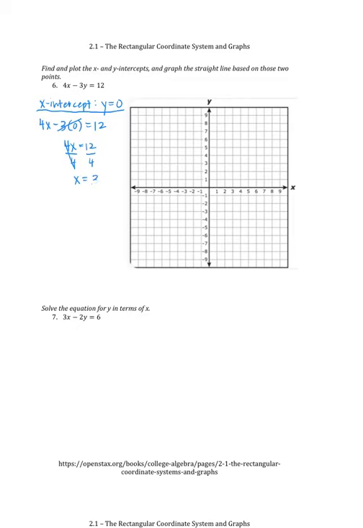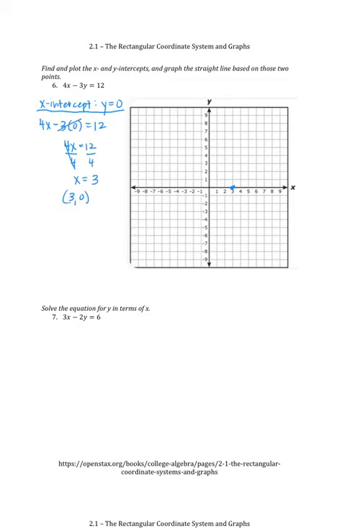So x equals 3. So when x is 3, y is 0, that is our x-intercept. And now we're going to plot that. So that's 3, 0. Okay, and now I'm going to do the same thing for the other intercept.